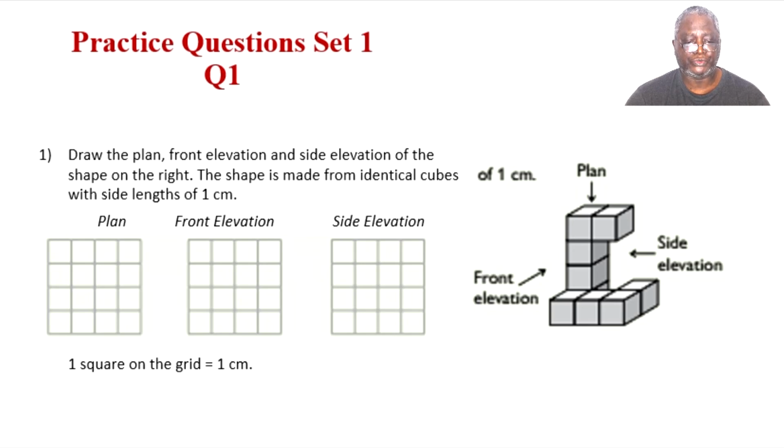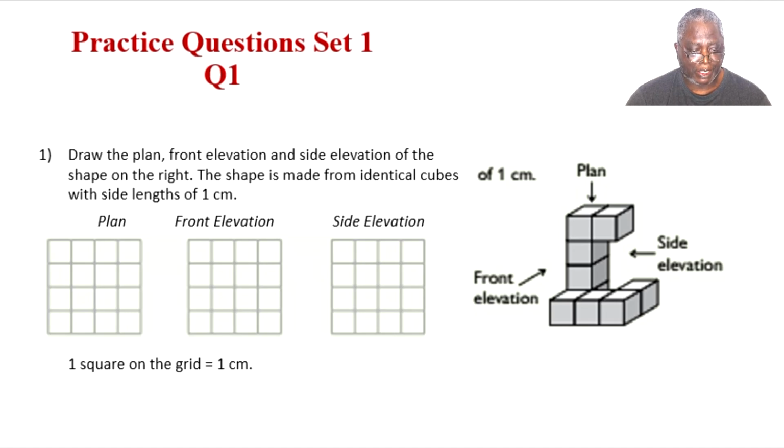Practice question set 1, question 1. Draw the plan, front elevation and side elevation of the shape on the right. The shape is made from identical cubes with side lengths of 1 centimeter. And you have the 3 positions there you can use on your exercise books.